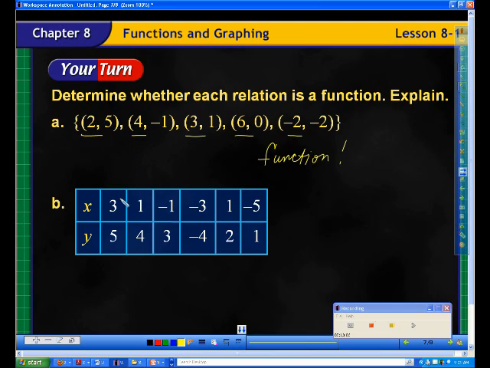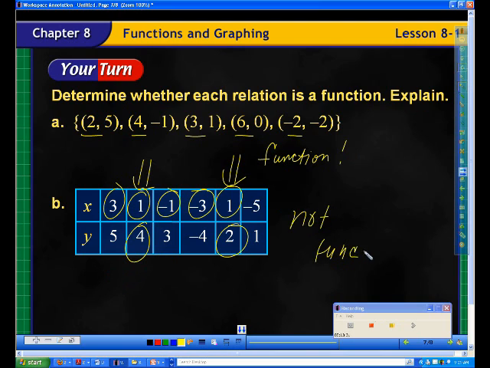Now if I'm looking here, I've got a 3, a 1, a -1, a -3, +1. So we've got 2 of the same x values, which is okay as long as they're paired with the same y values. And they're not. So that means that this is not a function. There is no such thing as a function where I can put a 1 in for my input and get a 4 out, and then I can put a +1 in and get a 2 out.